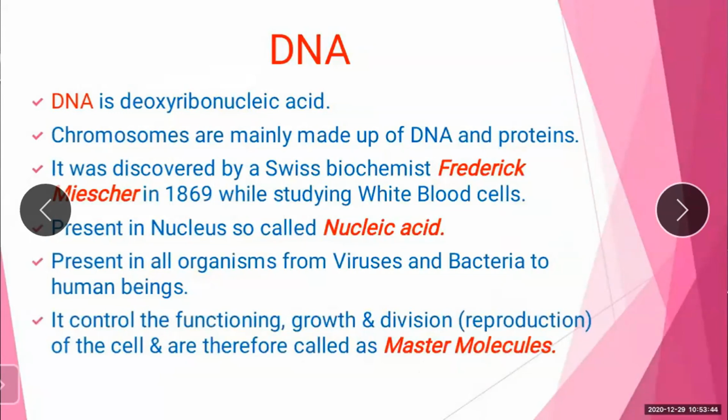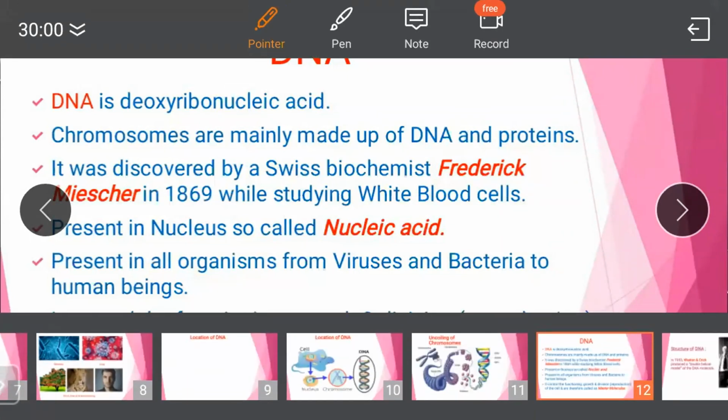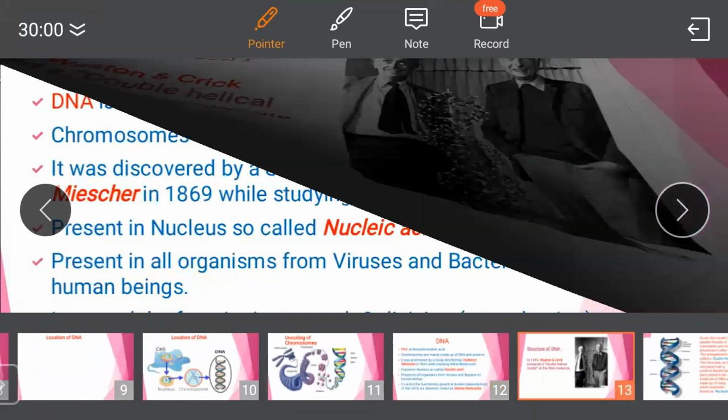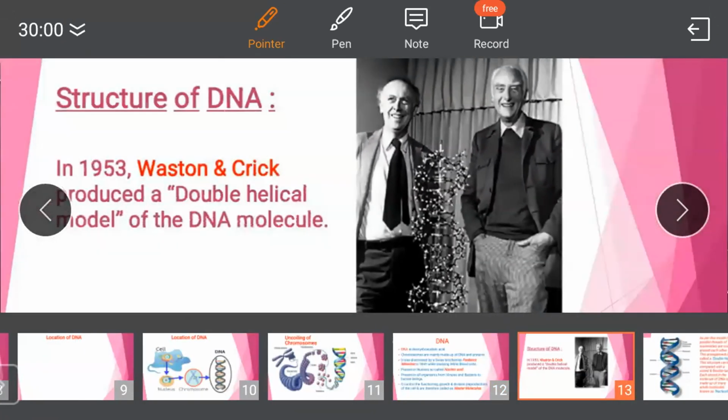Present in where? Present in nucleus, so called as nucleic acid. It is present in all organisms from viruses and bacteria to human beings. It also controls the functioning, growth and division, that is reproduction of the cell, and are therefore called as what? Master molecules. So what is the structure of DNA?